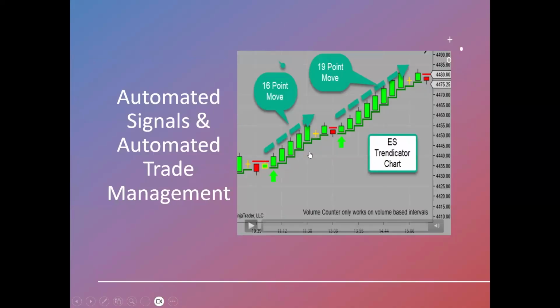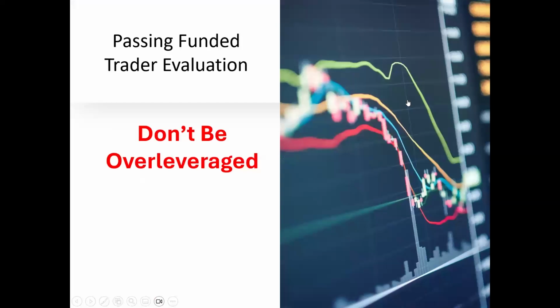All right, so again, here you can see the automated signal, 16-point move and a 19-point move. This is on the E-mini.